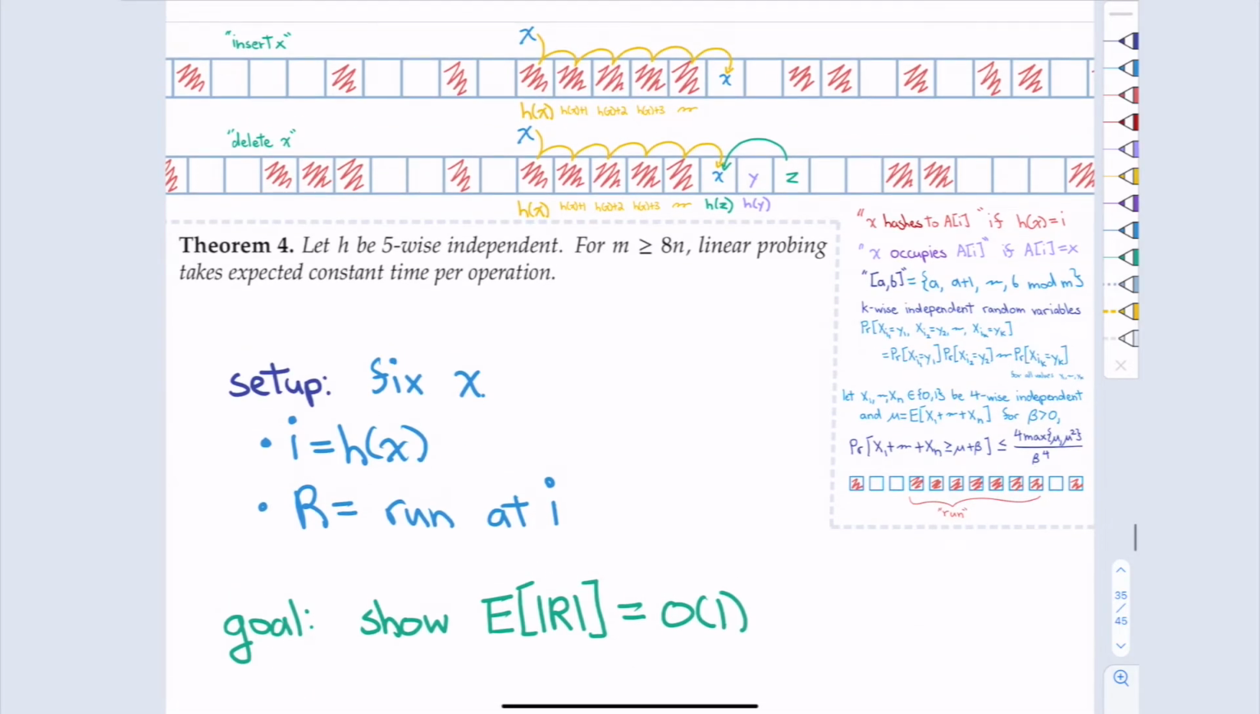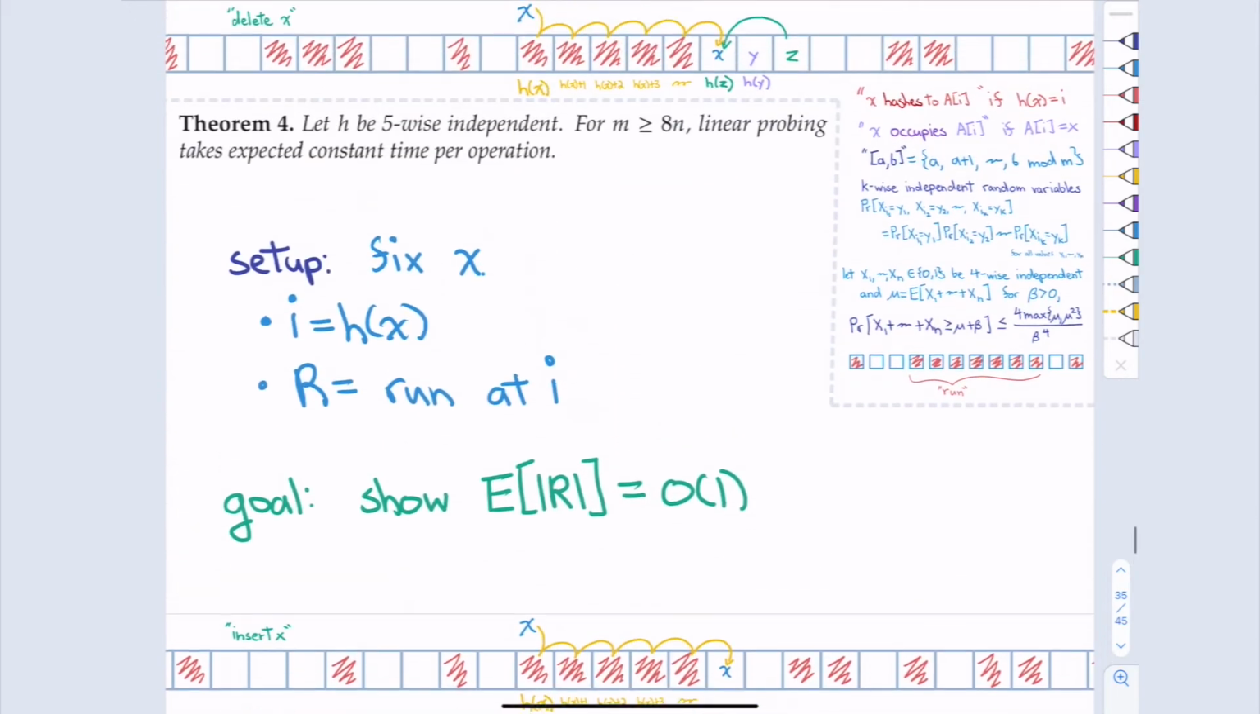Okay. So, to set up the proof, suppose I want to insert this element x. I want to insert x. And let's set I to be whatever is the hash code of x. And I'm going to let R denote the run at I, which may be empty if the cell is not occupied. And my goal is to show that the expected size of the run is at most some constant.